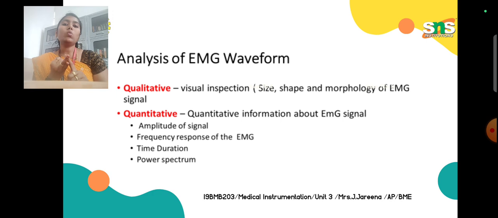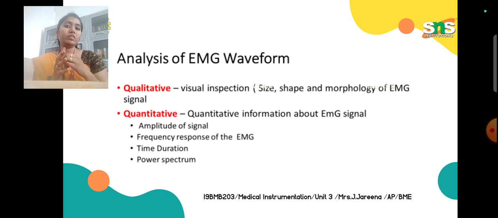The second one is the quantitative analysis, the second step. Initially, if you go in with a problem, first they will do a visual inspection, that is qualitative analysis. If the problem is still not diagnosed, then doctors or physicians will move on to quantitative analysis in order to get even more detailed information about what the problem is with the muscle.